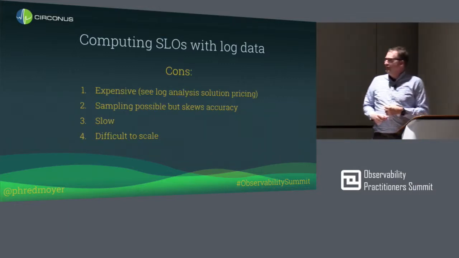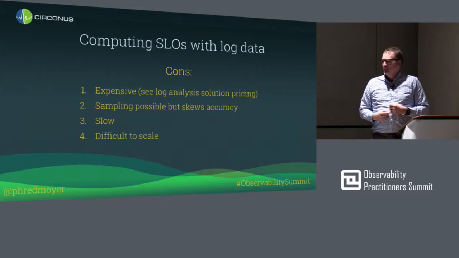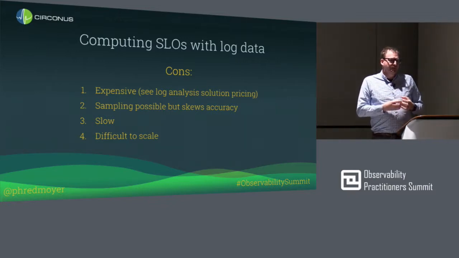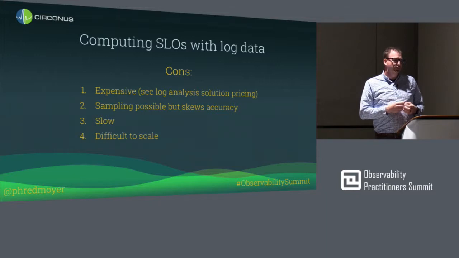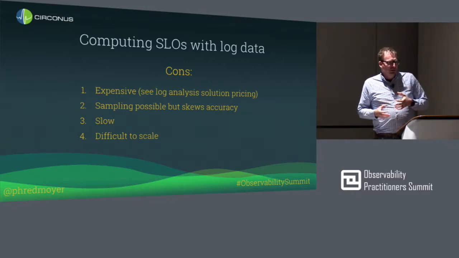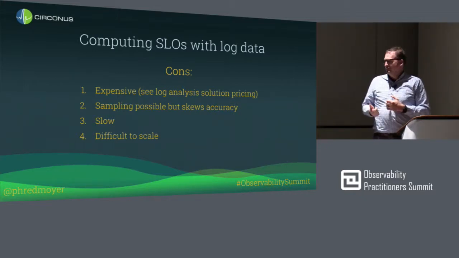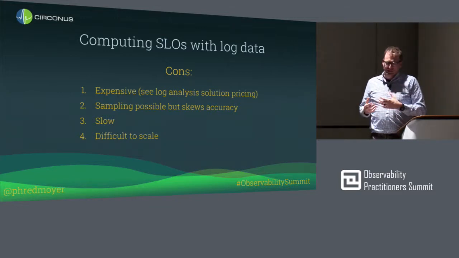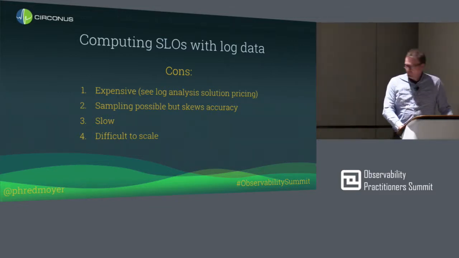The cons of it are it's expensive. You can use sampling to reduce the amount of data that you're processing, but I wouldn't recommend it, because if you're sampling, say on a per second basis, like I'm going to grab 10 samples every second, you're going to miss a lot of data when the load gets really heavy, as I demonstrated. This approach is not fast, and it is difficult to scale.